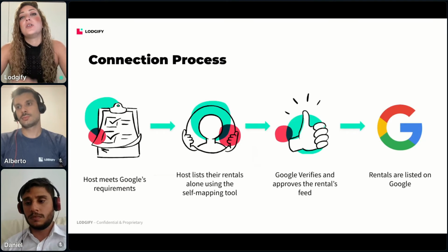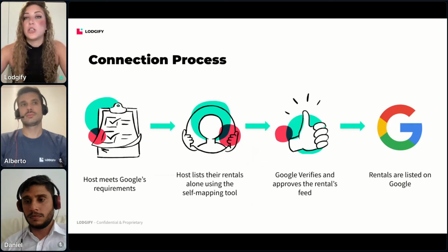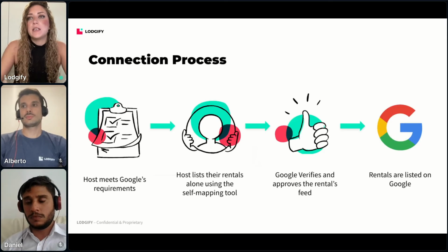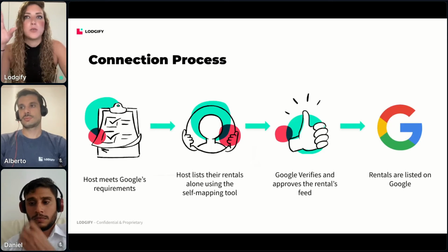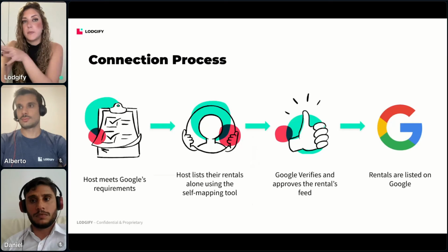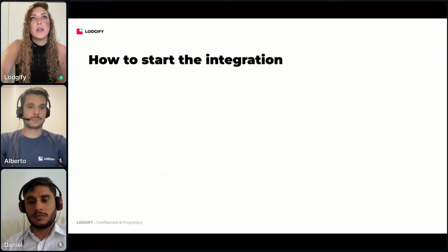And then your rental or rentals will have to go under a verification process run by Google. When Google considers the listing eligible and ready to be listed, you will see the status in Lodgify that your rental has been listed on Google. Now let's take a look at all these steps and the process from your Lodgify account, how to start it.